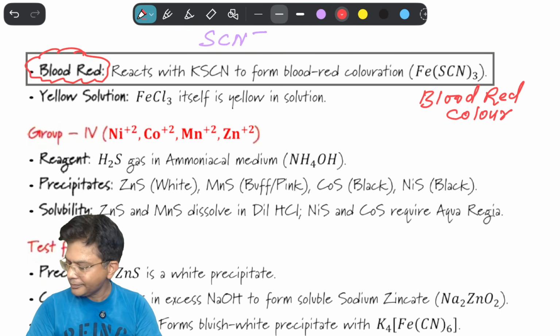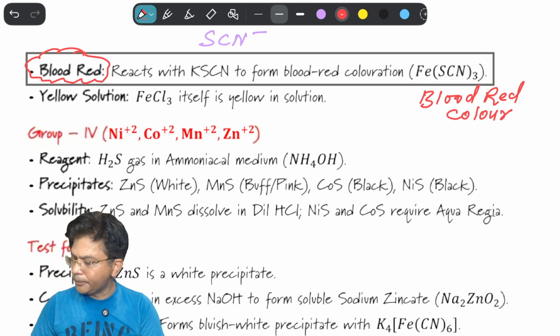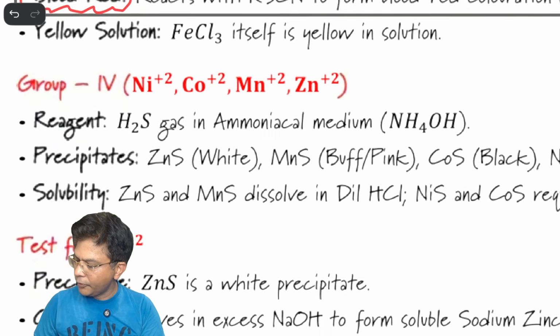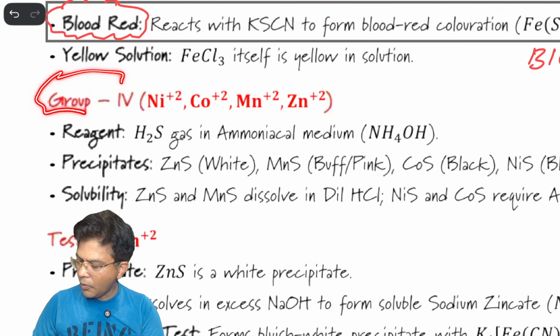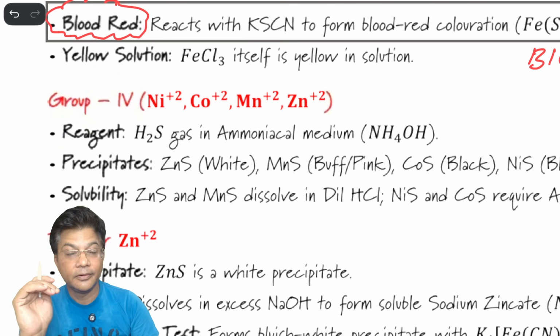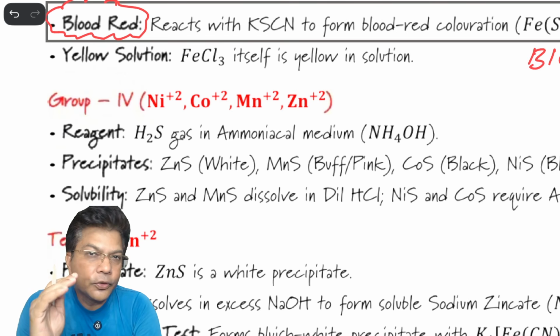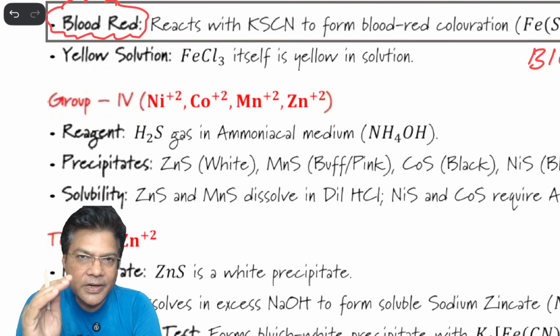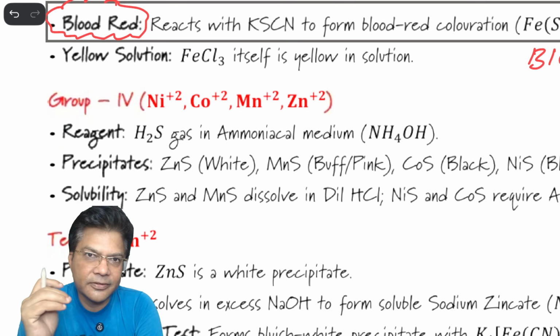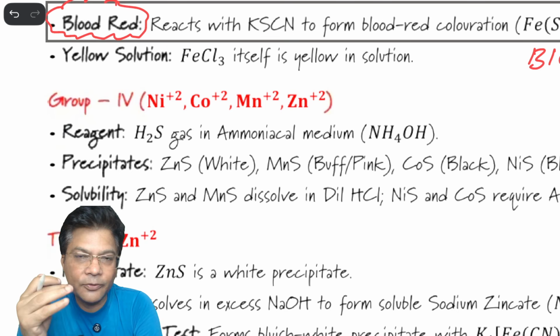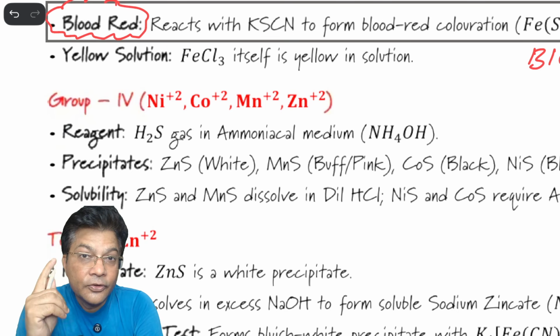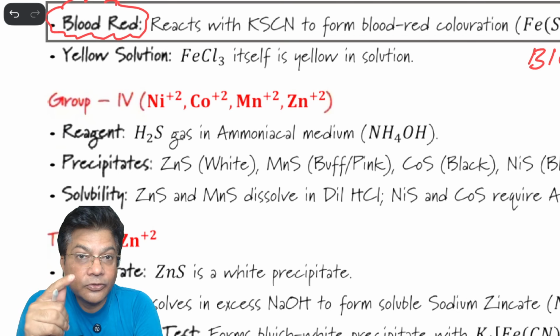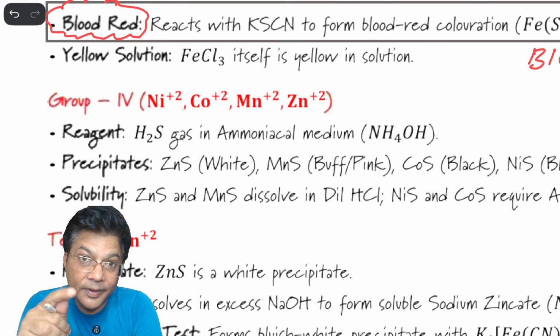Now let's come to the fourth group. Now what is the group reagent for it? The fourth group radicals are also precipitated as their sulfides, just like second group radicals. Then what's the difference? For second group radicals, the Ksp value, the solubility product of their sulfides, is less, whereas for fourth group radicals the Ksp value is more. That's why they are divided.